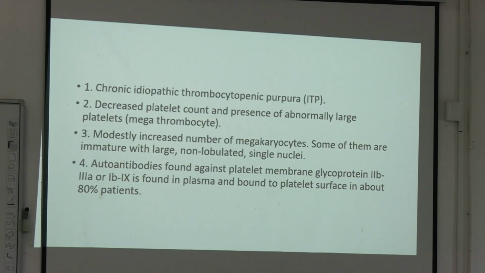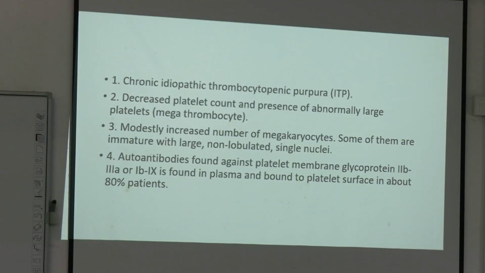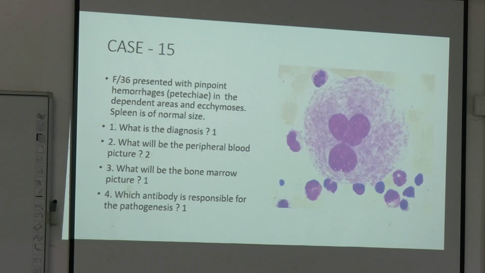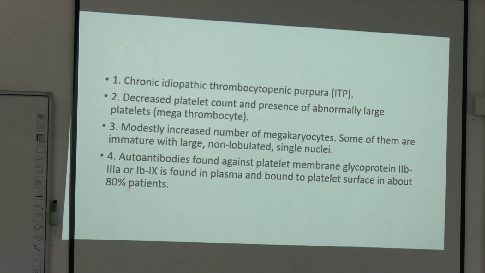What would be the bone marrow picture? Modestly increased number of megakaryocytes. Naturally, if platelets fall, then in the bone marrow the megakaryocytes will increase, isn't it? Some of them are immature with large non-lobulated and single nuclei. You have to know this. And which antibody is responsible? GP2B3A antibodies. Basically, it's an antigen antibody reaction.